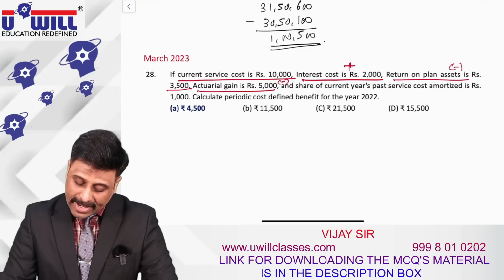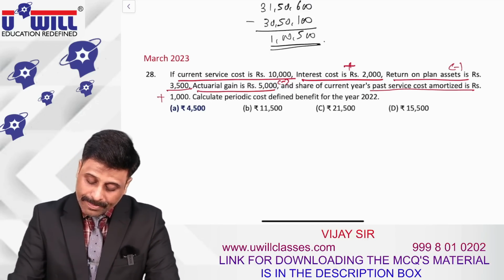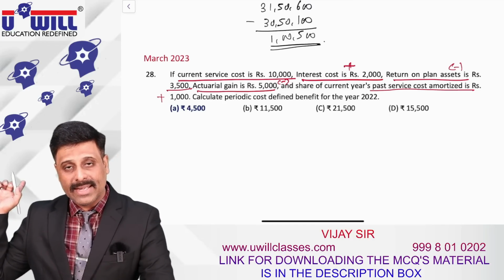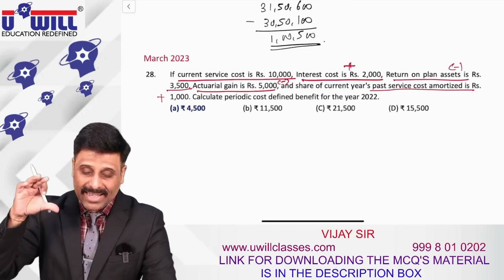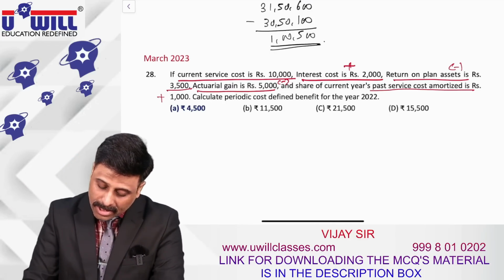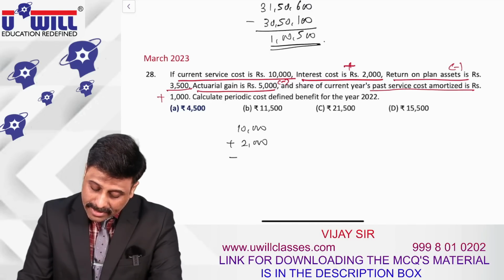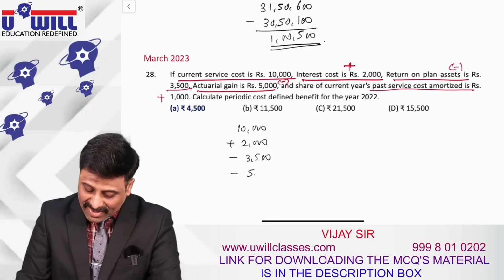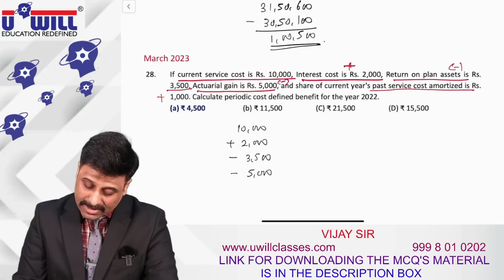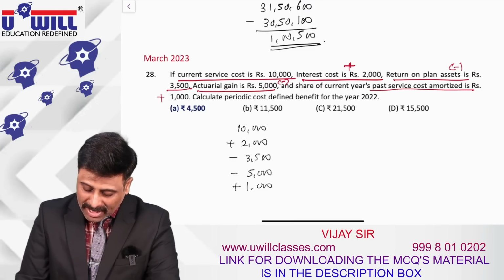And share of current year's past service cost amortized, we will plus. Okay, past हमने कम प्रोवाइड किया था, उसका आज हमें प्रोवाइड करना पड़ेगा 1000, so that we will have to add that much cost to the company will increase. So current service cost 10,000 plus interest 2000 minus return on plan assets 3500 minus actuarial gain 5000. If there is actuarial loss, you will plus. And past years we provided less, that now we have to provide, so plus 1000.